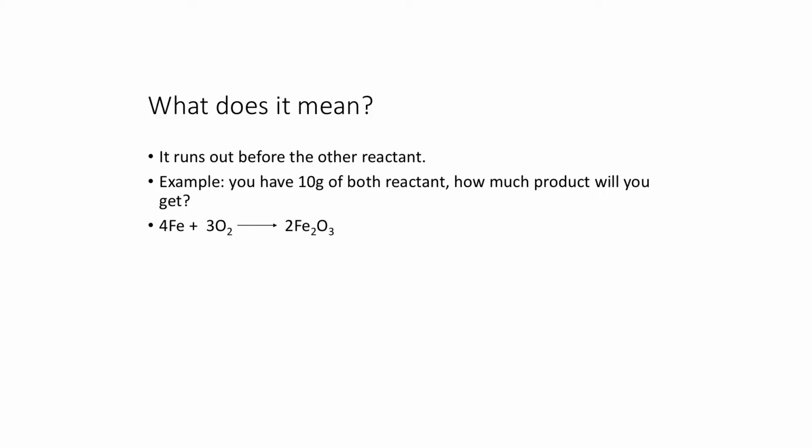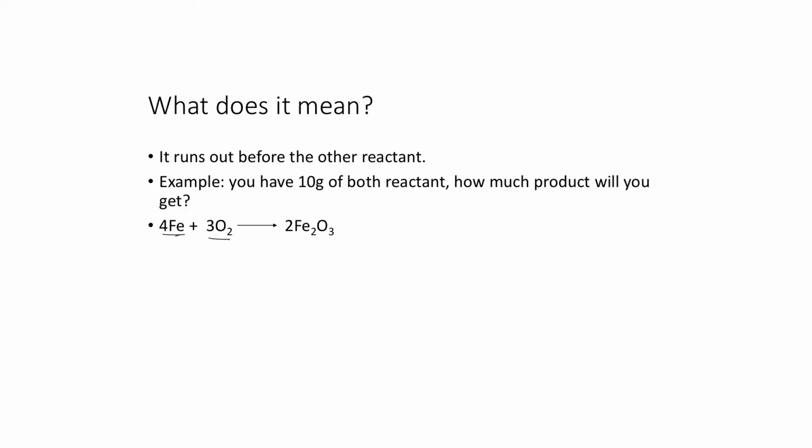So like I said, what does it really mean? And the easiest way to put it is whichever reactant runs out before the other one. Okay, so in this example I have said that you have 10 grams of both reactants. So what does that mean? It means that you have 10 grams of iron metal and 10 grams of oxygen gas, and they both react and make iron oxide. Now in this reaction you are going to run out of one of the two reactants.